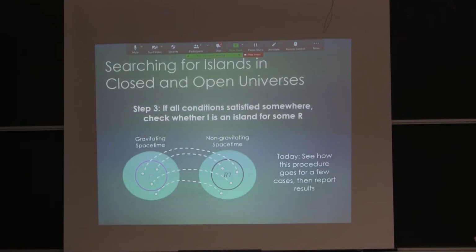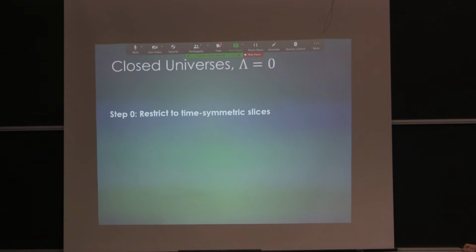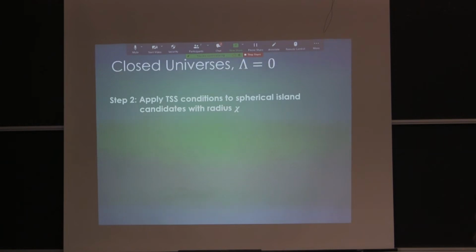Now I'll show you how this goes for the closed lambda equals 0 and closed lambda negative cases, and then I'll show you what the rest of the results are. We already restricted to time-symmetric slices by finding those special forms of the conditions. So now we're looking at lambda equals 0 in a closed universe. At the turnaround time, A dot being 0 just implies that A0 is Tc. Easy. And now we can stick that into the time-symmetric slice version of the conditions.